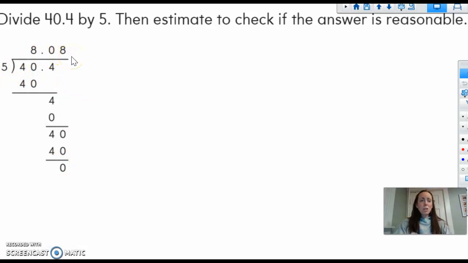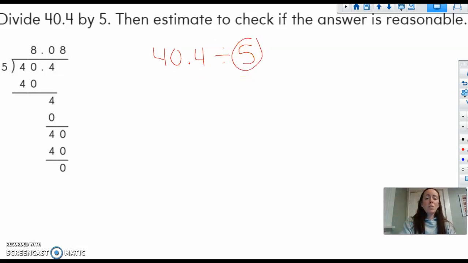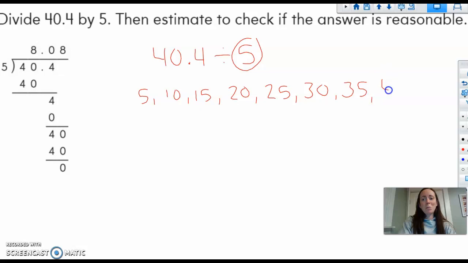Now, to do the estimation, I'm going to rewrite my problem. So I have 40 and 4/10 divided by 5. So again, I'm going to focus on my divisor. I'm going to list out the multiples of that divisor so I can see which one is closest to my dividend. And for this one, you might have already been able to do this one mentally. Sometimes you don't have to list out the multiples, that's great. But sometimes you might want to.